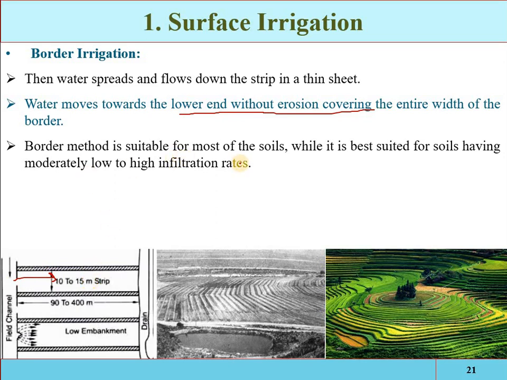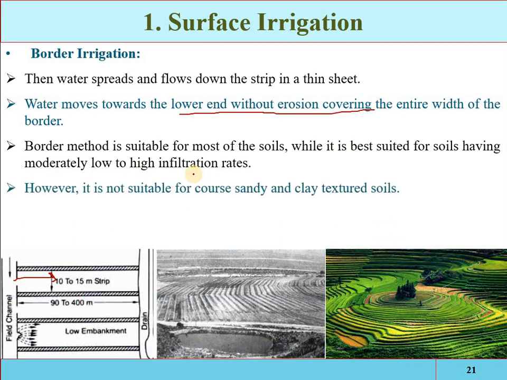The border method is suitable for most soils, while it is best suited for soils having moderately low to high infiltration rates. However, it is not suitable for coarse sandy and clay textured soils. For coarse sandy soil the infiltration rate will be high, so the water will be quickly infiltrated in the upstream area. And if the soil is of clay nature, its infiltration rate will be low, so the water will either run off to the downstream area, or the water will stay for a longer time, so the crops will be affected.